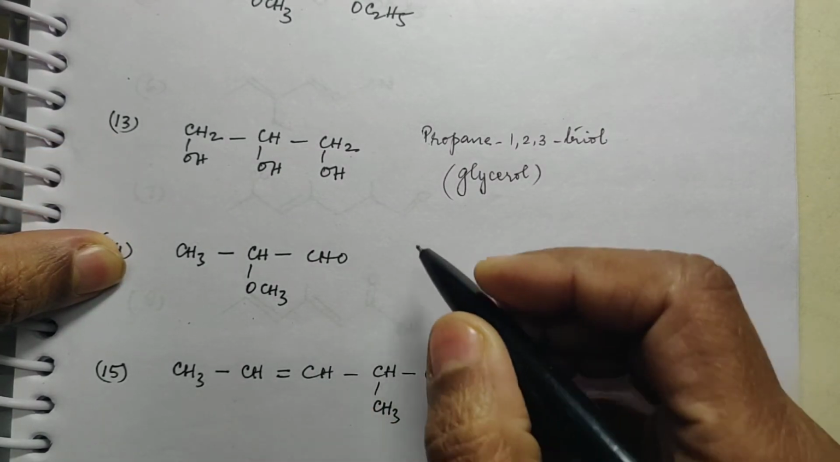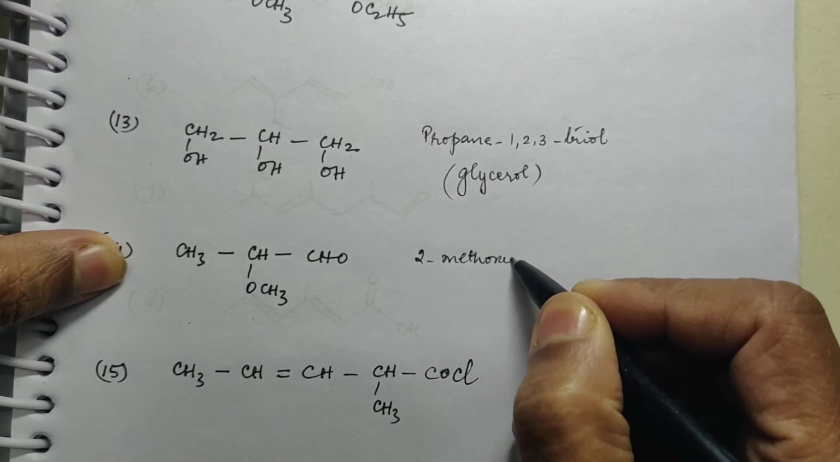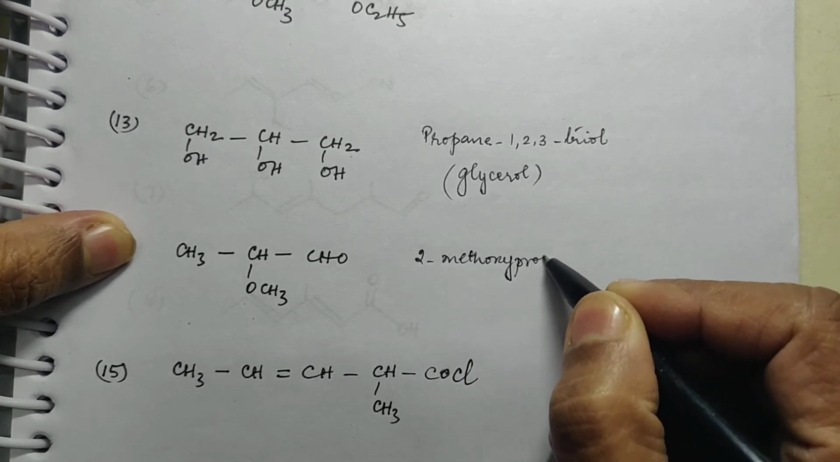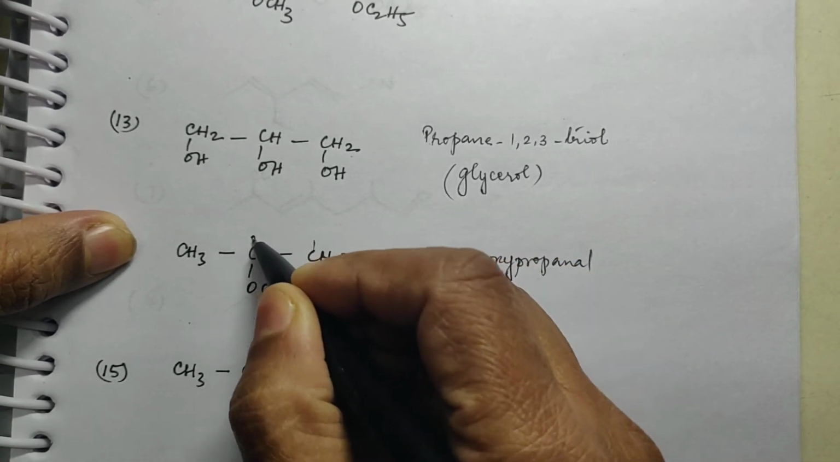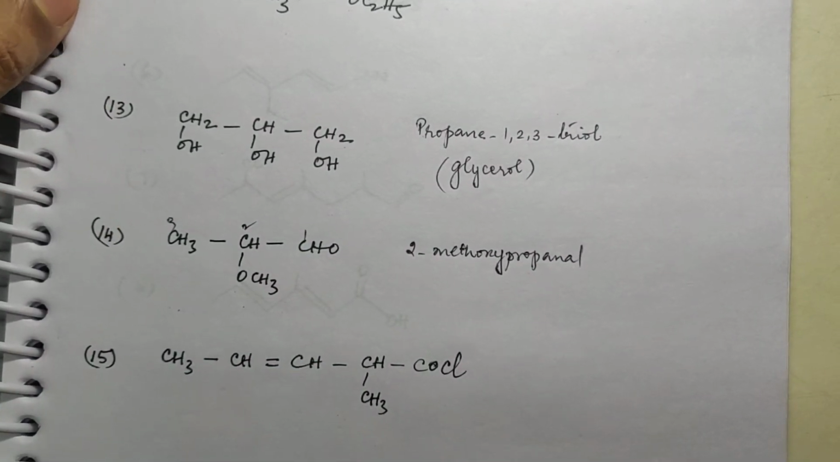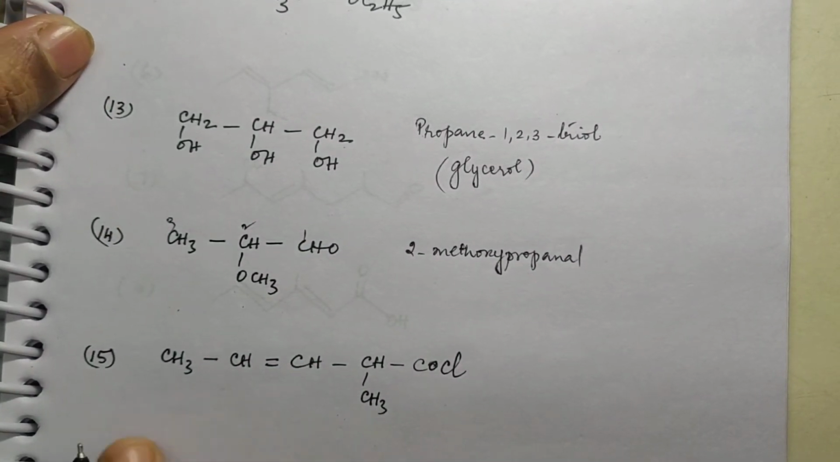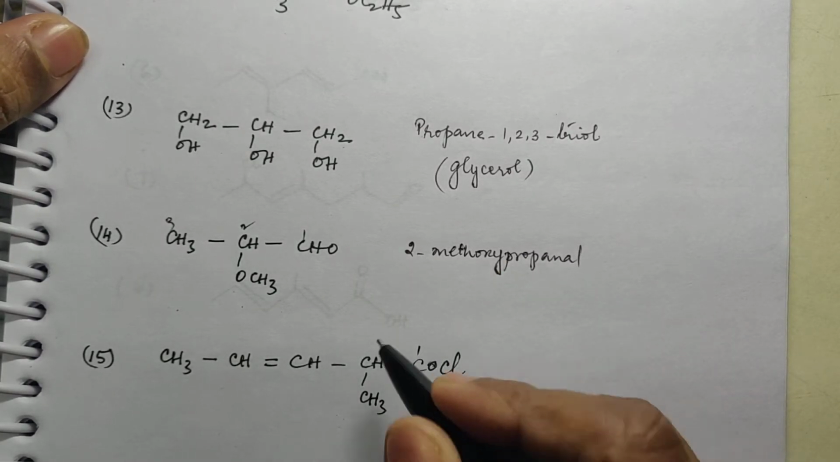Now the next one is 2-methoxypropanol. This is an aldehyde group. So 1, 2, 3. This is methoxy. OCH3 is methoxy, methyloxy. And what about this? Again, this will get preference 1 because this is the principal functional group.